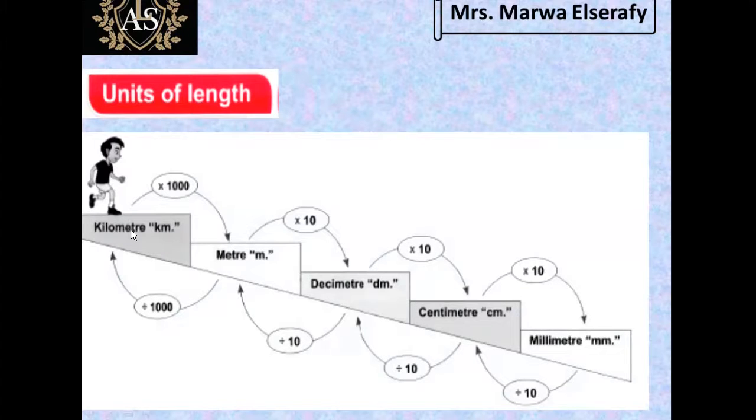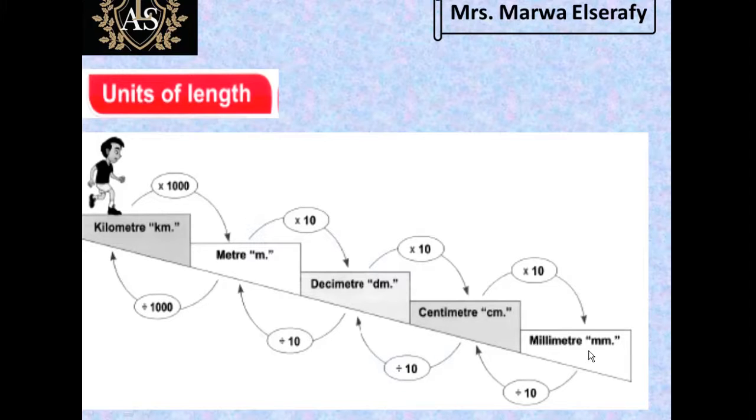If you want to convert from kilometer to meter, you will multiply by 1000. But if you want to convert from meter to decimeter, you will multiply by 10. From decimeter to centimeter, you will multiply by 10 also. And from centimeter to millimeter, times 10, okay?